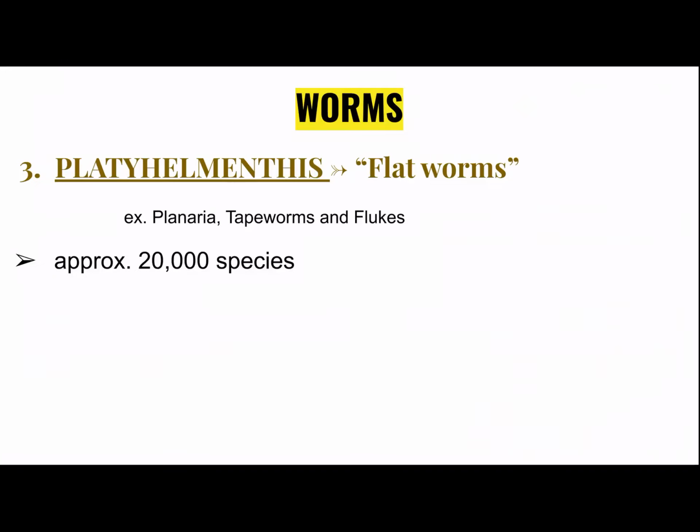Well, there's approximately 20,000 species of flatworms in the world. Okay, these do possess bilateral symmetry. If you remember, sponges, the porifera, have no symmetry, so they're asymmetrical. Cnidaria has radial symmetry. So this is the first group of animals to show this bilateral symmetry.